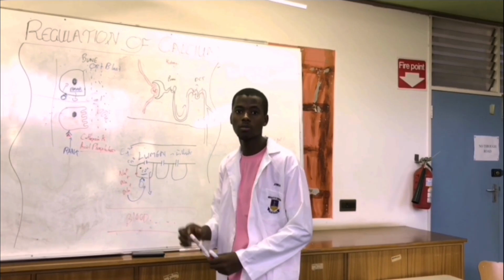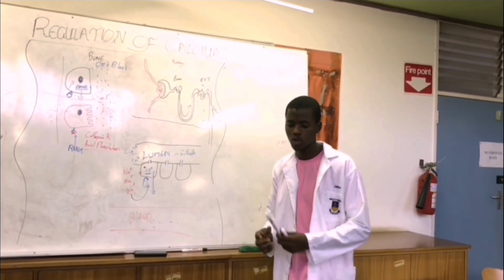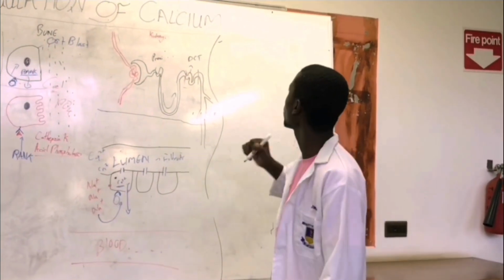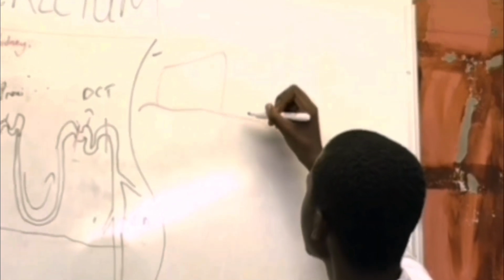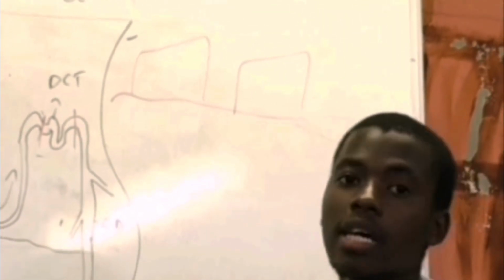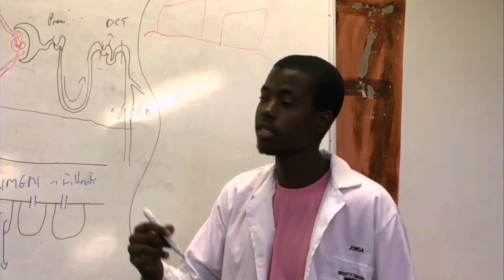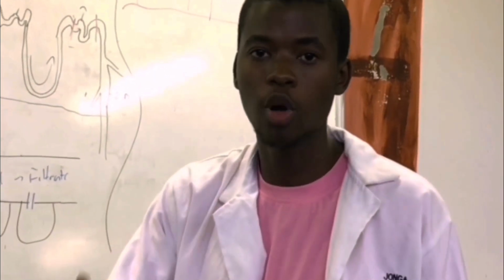Remember, the goal is we're trying to increase blood calcium levels. So what happens with 1,25-dihydroxycholecalciferol is that it goes to the GIT. Now the cells lining your GIT are known as enterocytes. What happens is that this vitamin D has steroid hormone properties.